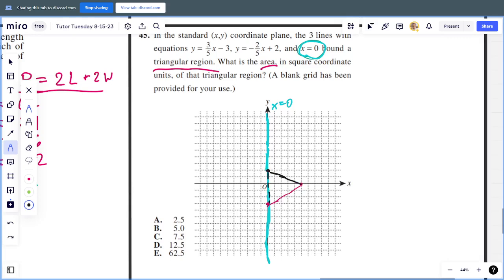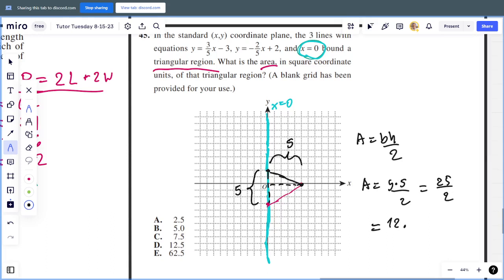So now we've got our triangle. Remember, the area of a triangle is just base times height divided by 2. And if we count the number of units here, the base is 5 units. The height is also 5 units, right? Because we found that out from the slope pretty easily. So the area here would just be 5 times 5 over 2, which is 25 over 2, or simply 12.5 square units.